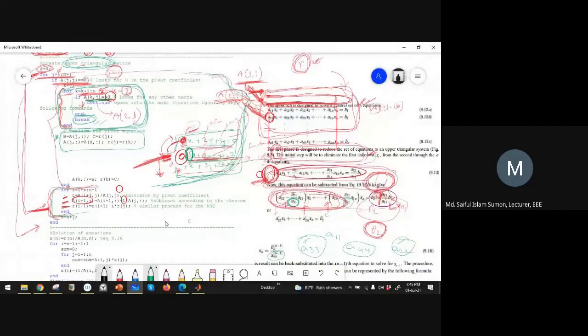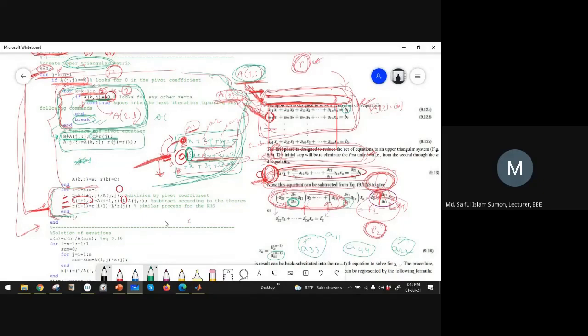For that, what I am doing? I am simply keeping this first row, j is equal to 1 here. I am giving A1 colon, that means this is the first row right now. I am going to store this first row in B and the first right hand side component in C.